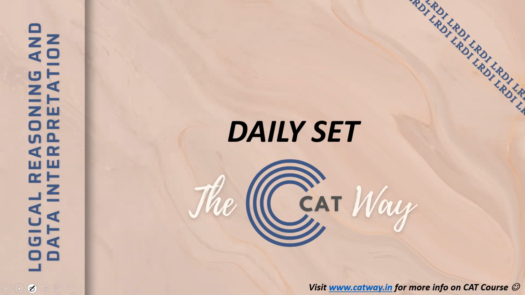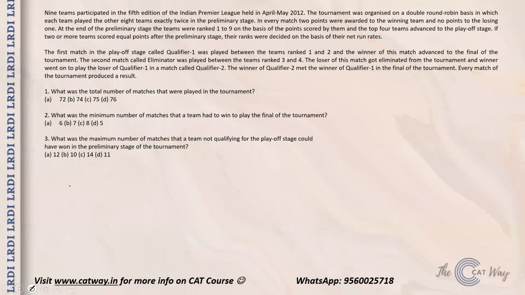Now moving on to the daily set. There are 9 teams in the 5th edition of the Indian Premier League, held in April-May 2012. The tournament was organized on a double round robin basis in which each team played against the other 8 teams exactly twice in the preliminary stage.